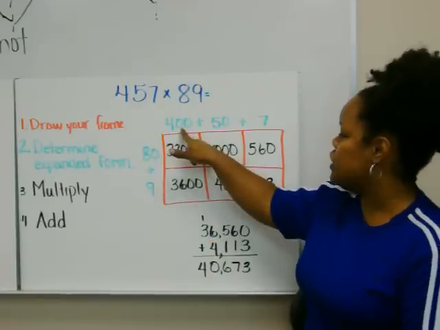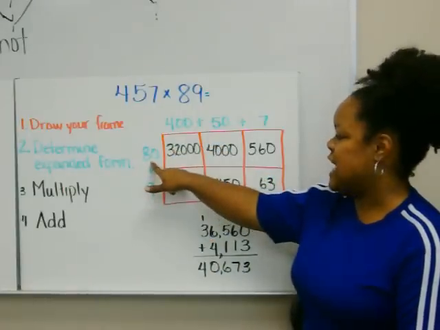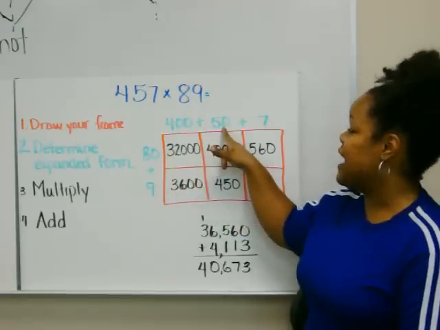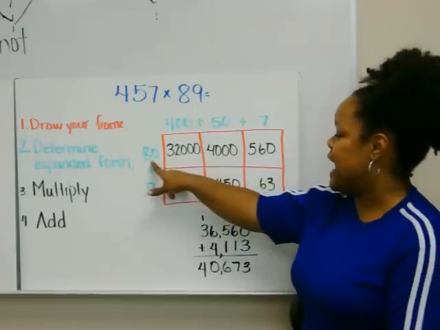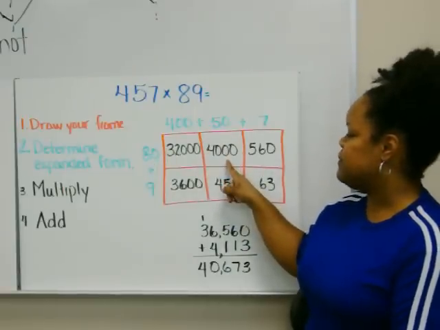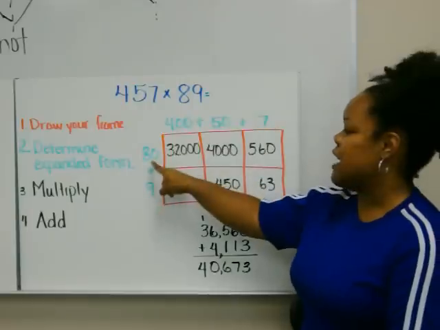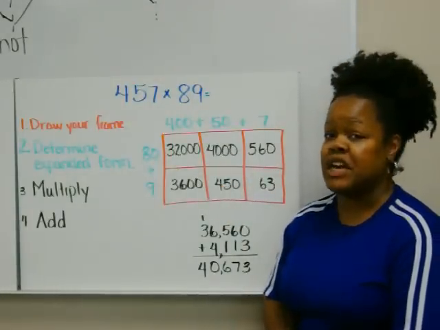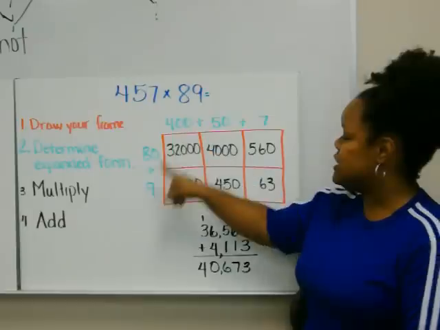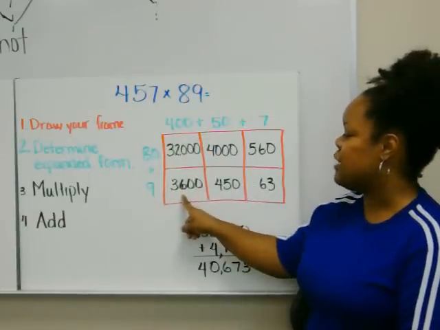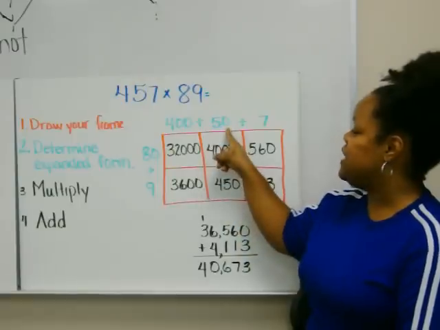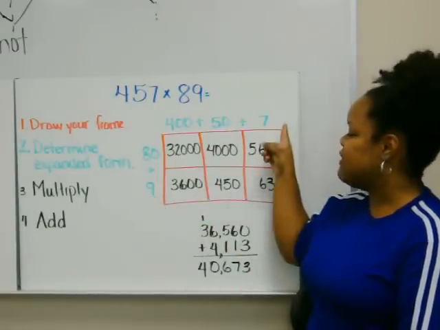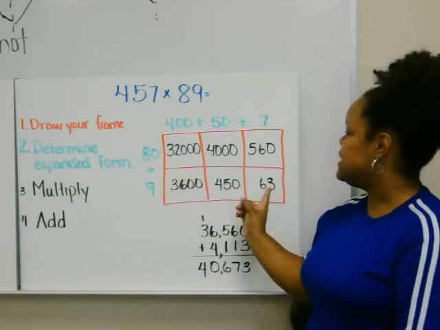So 400 times 80 gives us 32,000. 50 times 80 gives us 4,000. 7 times 80 gives us 560. You will do the same thing for the next row. 400 times 9 gives us 3,600. 50 times 9 gives us 450. 7 times 9 gives us 63.